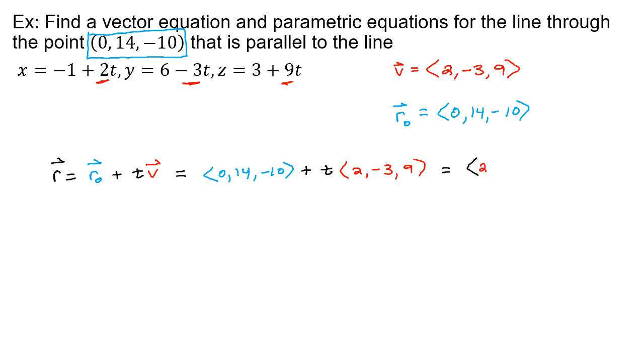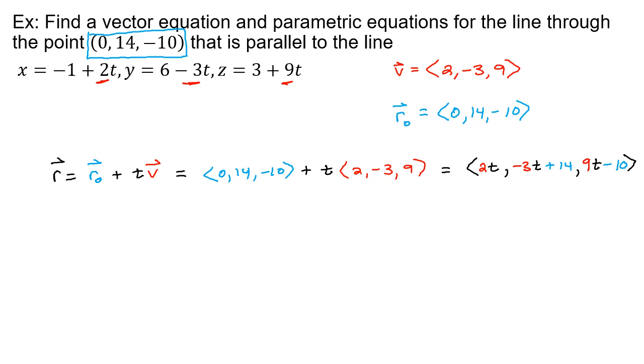2t for the first term. It's actually 2t plus 0. The second term, I'll have negative 3t, and then I'll have plus 14. And then I'll have a 9t, and then the minus 10. So that would be my vector equation.